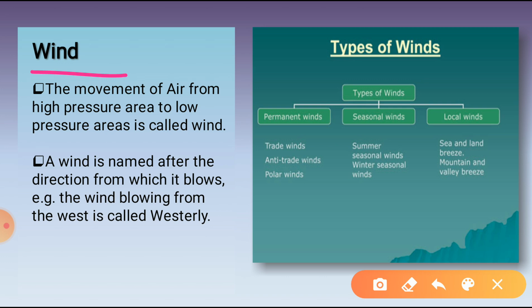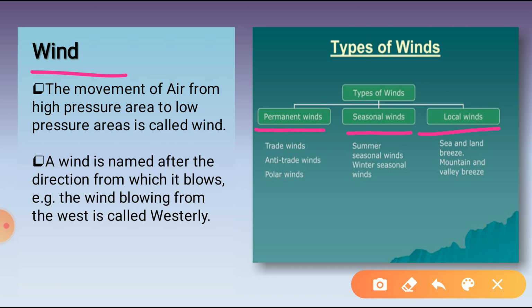The winds are classified under three types: permanent wind, seasonal wind, and local winds. So, what is permanent wind? The permanent winds blow throughout the year in a fixed direction between high pressure and low pressure belts. Examples of permanent winds are trade winds, westerlies, and polars in both the hemispheres.